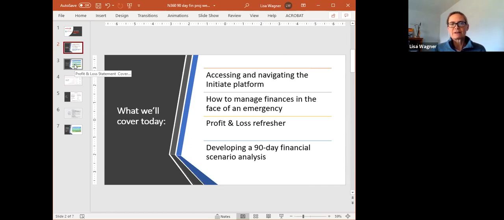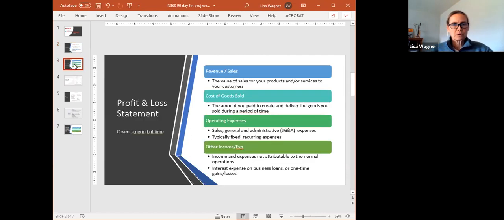Part of what we're going to do in this exercise of looking at the 90-day financial scenario is to do that very thing and look at, well, what if we change certain things? How could we change our profit and loss? How can we change the money that's coming into our pocket, right, as a bottom line? So let's jump in with the profit and loss statement. The first thing that's really important to keep in mind is that it covers a period of time. That period of time could be 1 year, it could be 1 month.